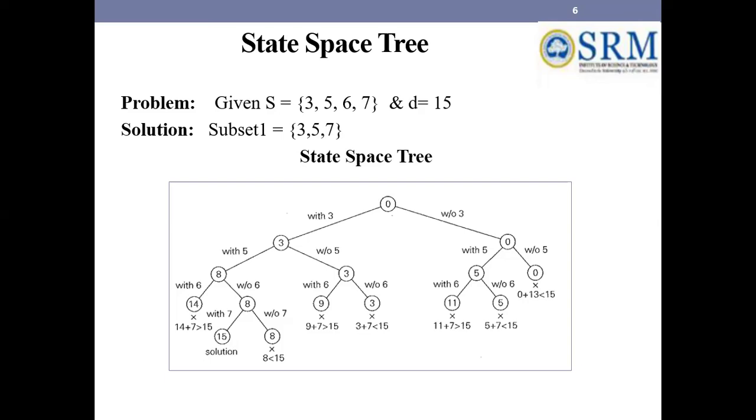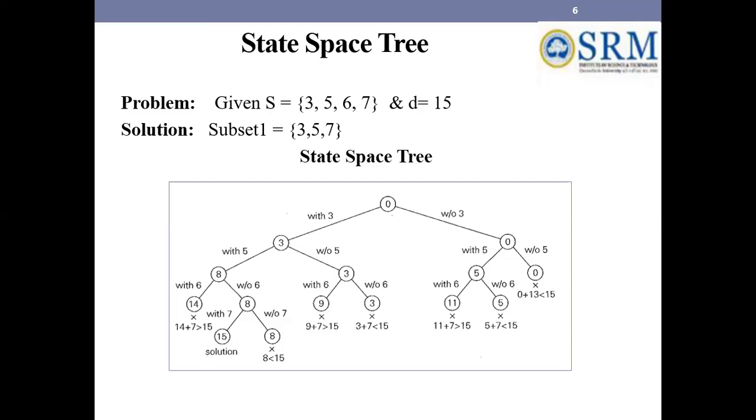And take 8. If you add 7, that is 8 plus 7, 15. 15 is our target, D equal to 15. Now we got 15. Take the path. This is one answer. Next, we will see other options. 8 without adding 7 is 8, which is less than 15. There are 4 elements and 4 levels are over, so we can't explore further. We can stop and conclude the result.